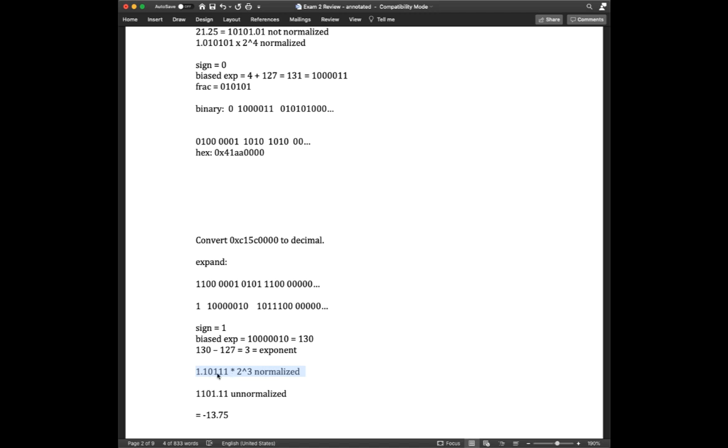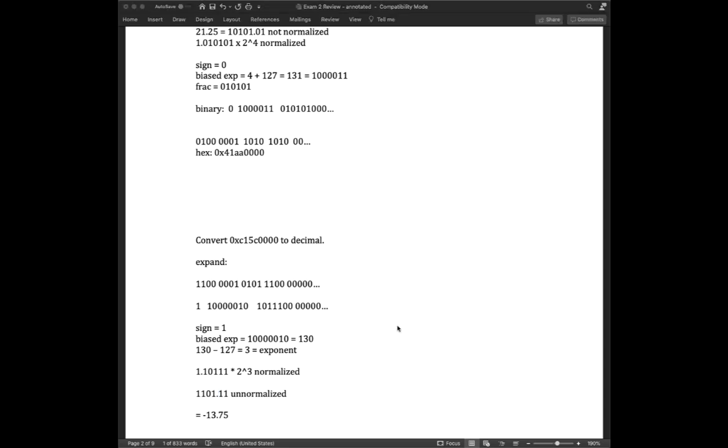That's really impossible for me to look at that and say what number that is in decimal. So first I need to unnormalize it by moving that point 3 times to the right, and then I get 1101.11. Now this is a number I can understand. 1101 I can figure out by even counting that that's 13. And we've already talked about 0.11 is 0.75.